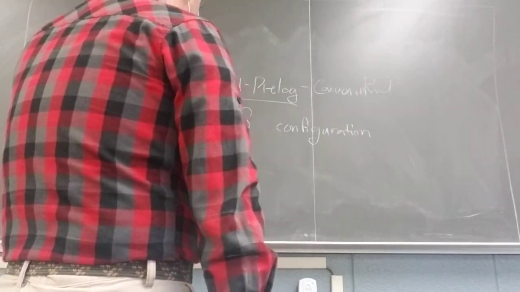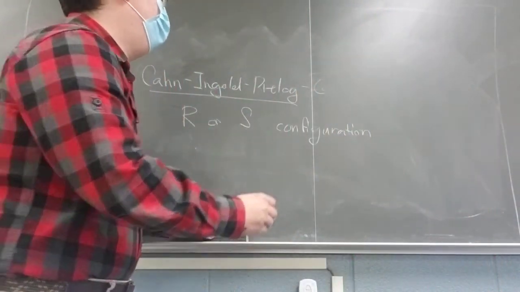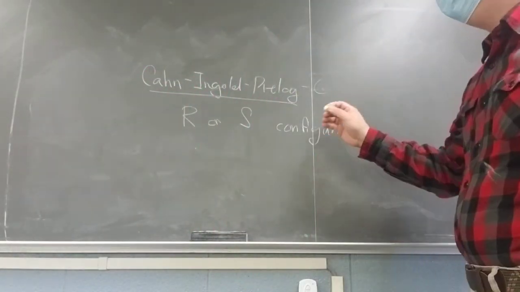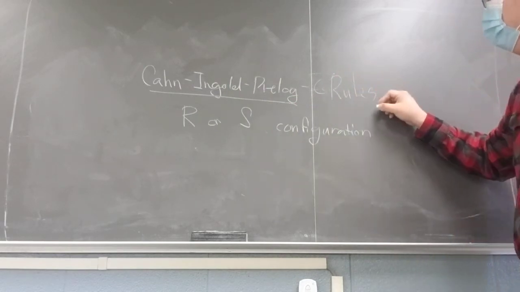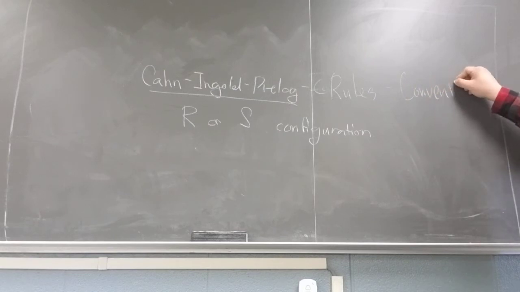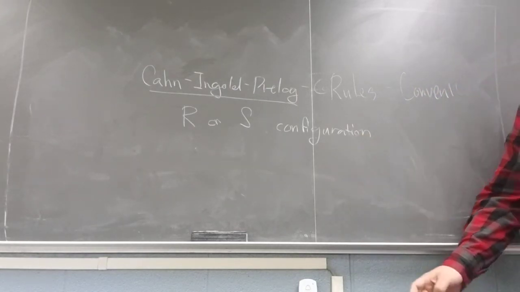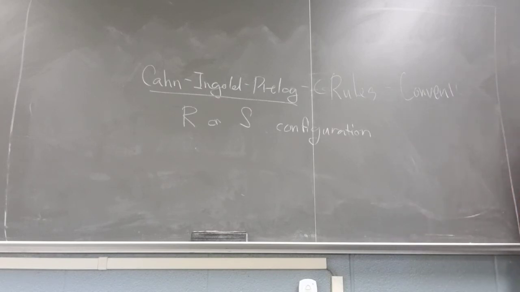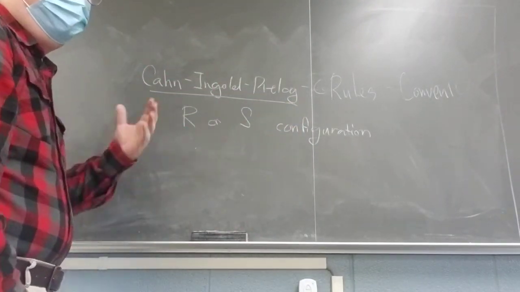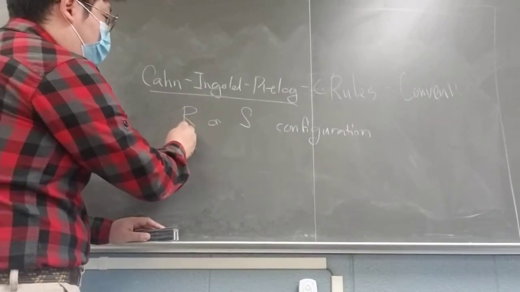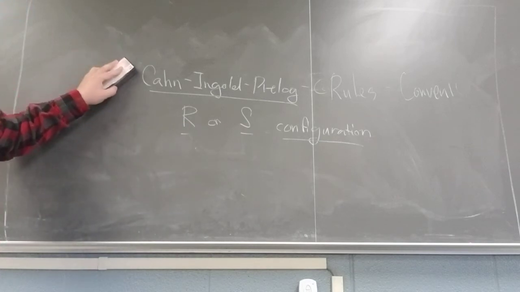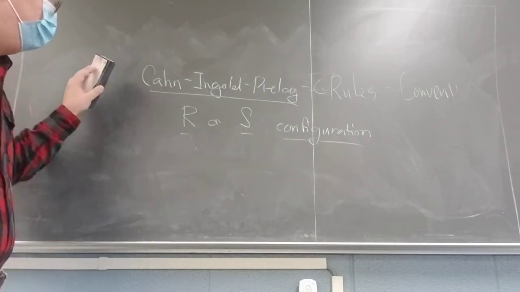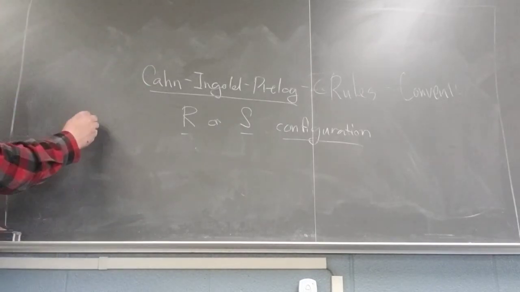What's the last word? Convention. This word doesn't really matter; some people call it the Cahn-Ingold-Prelog rule, or some call it convention. What's the third word? Prelog, P-R-E-L-O-G. This is just the last names of the organic chemists who made this system, and the system is to find out if they have R or S configuration. We're going to talk about how we're going to do this together. So let's look at one compound here.